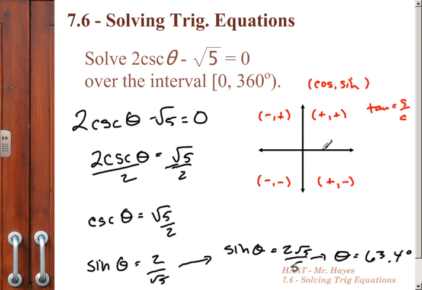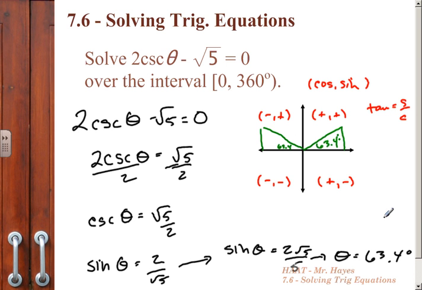And so what ends up happening is that sine is going to be positive in these two. So here, we've got this angle here. We're going to draw it out. Reference angle here is 63.4 degrees. That means that we have another angle with a reference angle of 63.4 degrees, and that's going to be in the other quadrant where sine is positive. So this is going to be 63.4 degrees here.